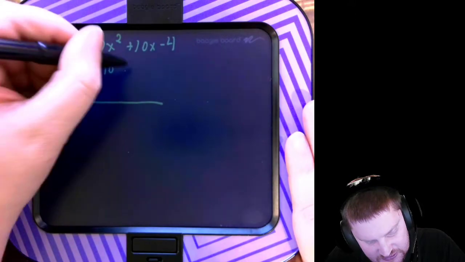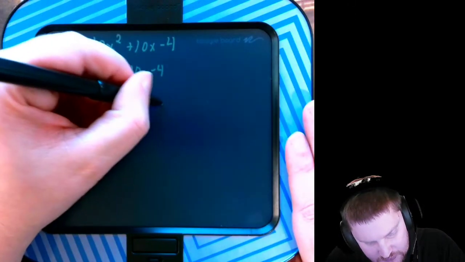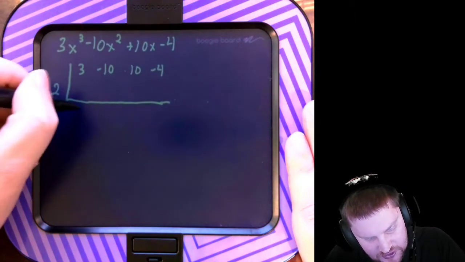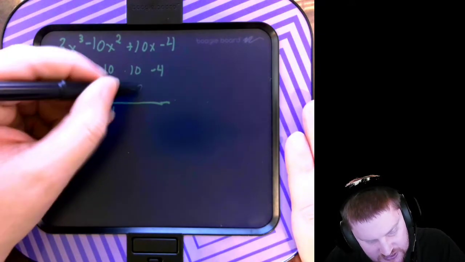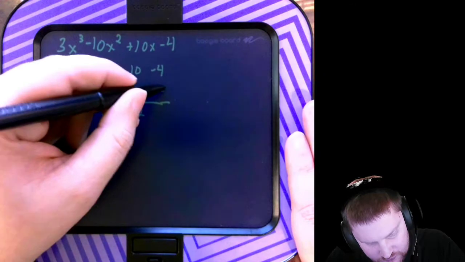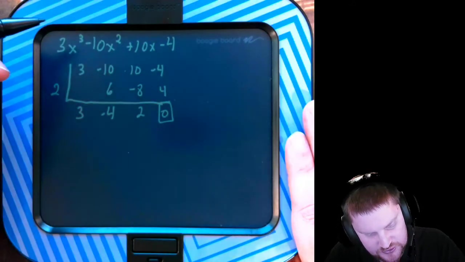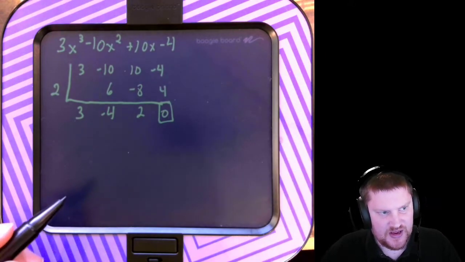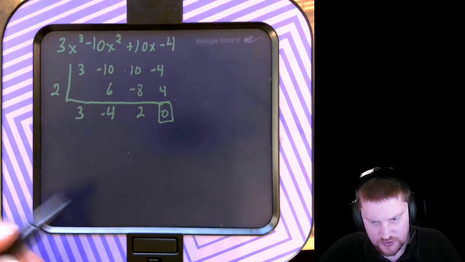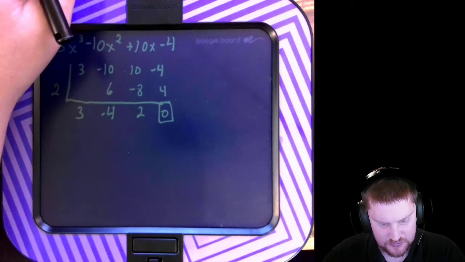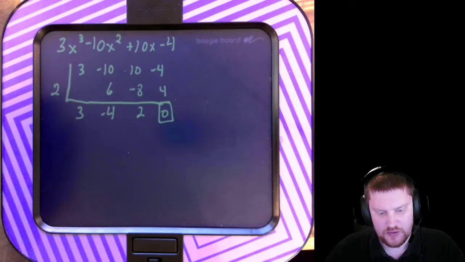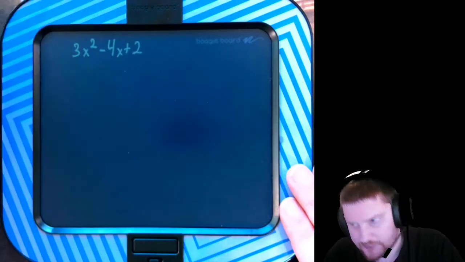3, negative 10, 10, negative 4. And 2 is the zero, so we drop down the 3, 6, negative 4, negative 8, 2, 4, 0. So we know that we're going to have 3x squared minus 4x plus 2. 3x squared minus 4x plus 2.